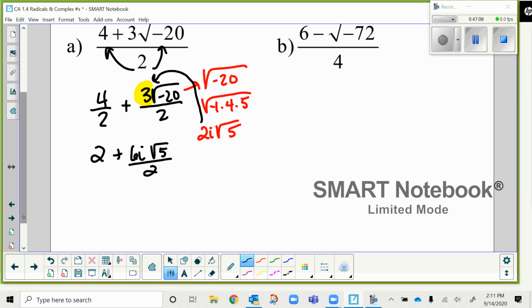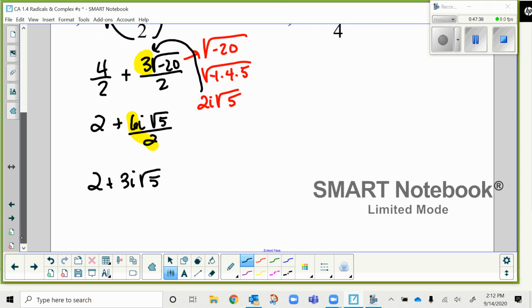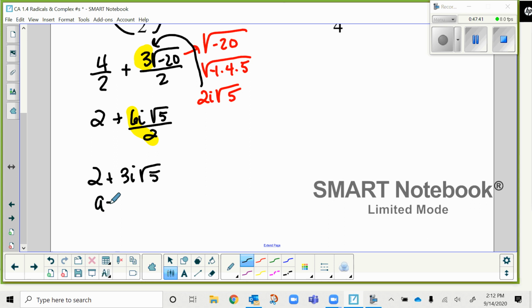And I'm not even done. There's one more thing I can do. Raise your hand if you see it. There's one more thing I can simplify. You see it? Hopefully what you see is this. 6 over 2 is 3. So this is a complex number. It's already in a plus bi form, so I don't have to rewrite it. The a is 2, and the b is whatever you're multiplying i by, which is 3 radical 5.